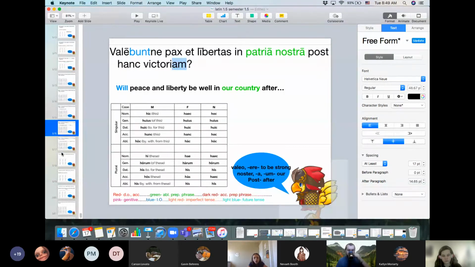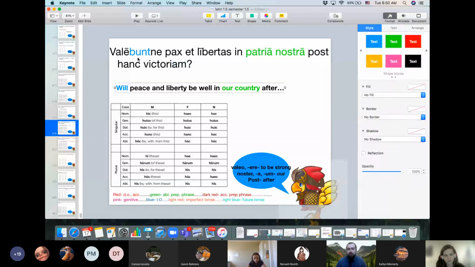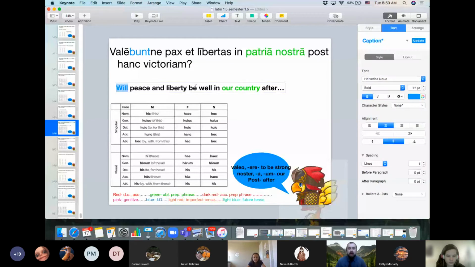So why would pax or like bunt, so would valebunt be three words in one or just one word? It does end up being, we can think of it as three words in one, because in English we have to use helping verbs like will to translate a future tense word. So maybe remember it like this, like William Afton. We're getting will and be, or I'm sorry, strong. Strong is a little better than well. Valeo is more like to be well. We're getting will and be strong from valebuntne. But we have to put the subject in between because that's just the way English questions work.